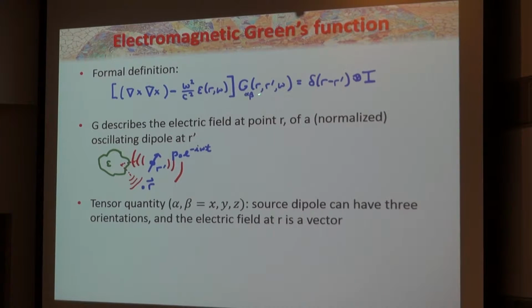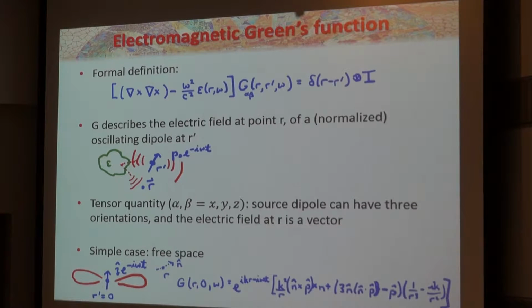Technically, it's a tensor quantity. So these indices alpha and beta can take 3 values, x, y, and z. That's simply because your source dipole can be oriented in 3 directions, and then the electric field at this point r has 3 directions as well. So it's a tensor quantity, but for the purposes of this talk, we'll ignore that tensor nature. And again, the simplest case is just free space. In free space, this Green's function is nothing more than the free space dipole radiation pattern. This is a formula that you can just look up in any electromagnetics textbook.